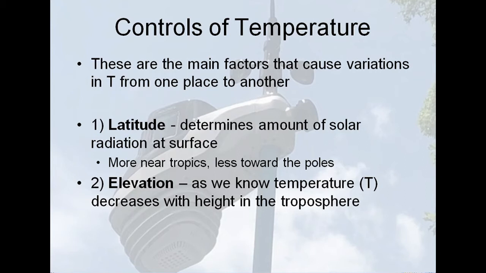So temperature decreases with height, and that's typical for the troposphere, unless you have an inversion present at the surface. And typically an inversion at the surface goes up to about 1,000, 2,000 feet.